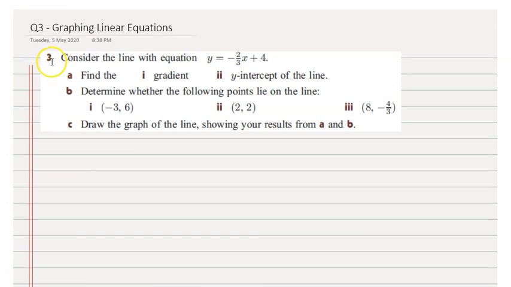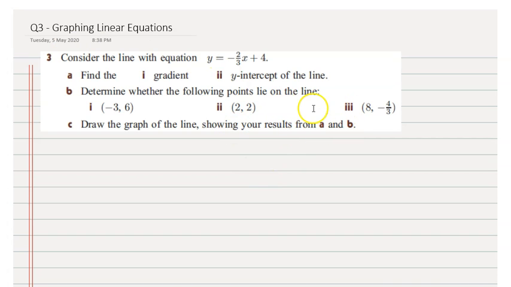Now going over, question 3 is: consider the line with equation y equals negative 2 over 3x plus 4. It wants you to find the gradient and the y-intercept. Now we've done this stuff, but over in part B, where it's asking you whether certain points lie on the particular line, we haven't done this. So I'm going to explain how to do A, B, and C in this section, so as to complete all of question 3.